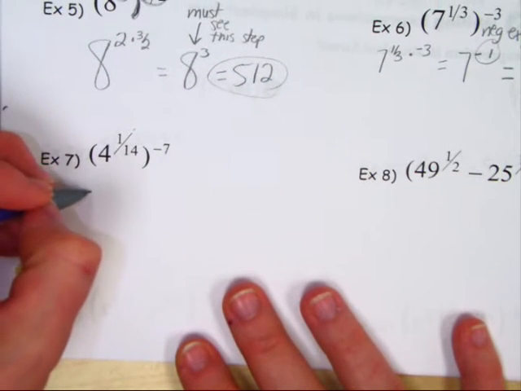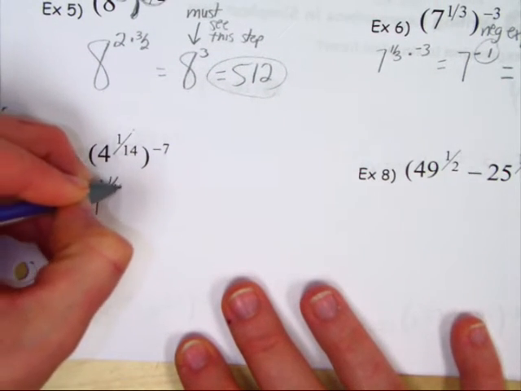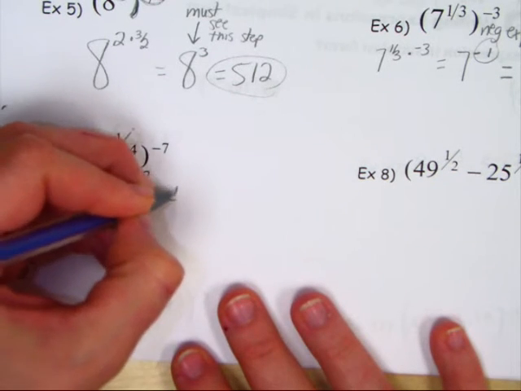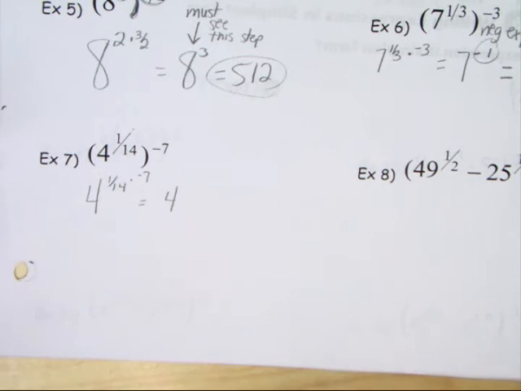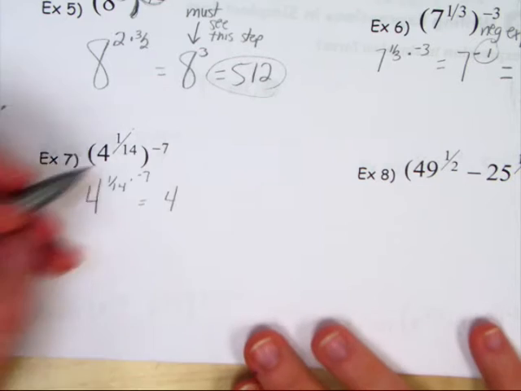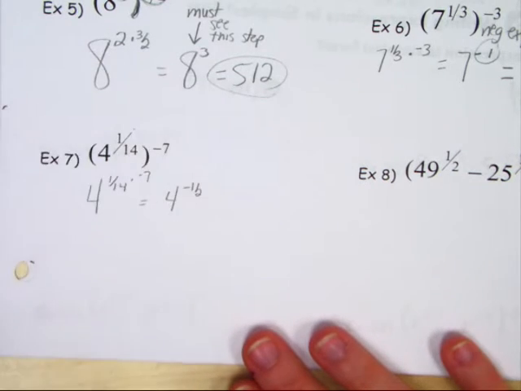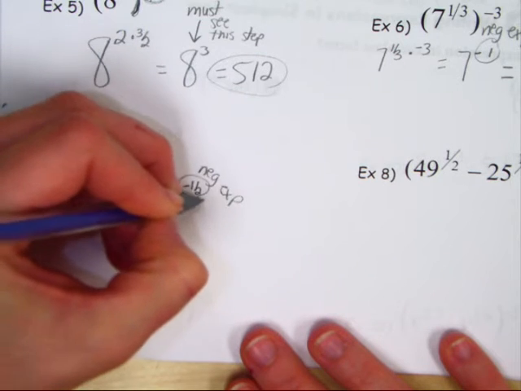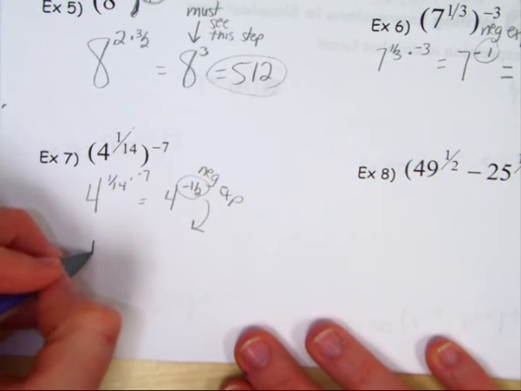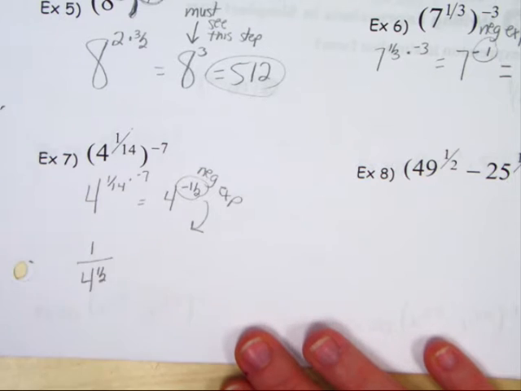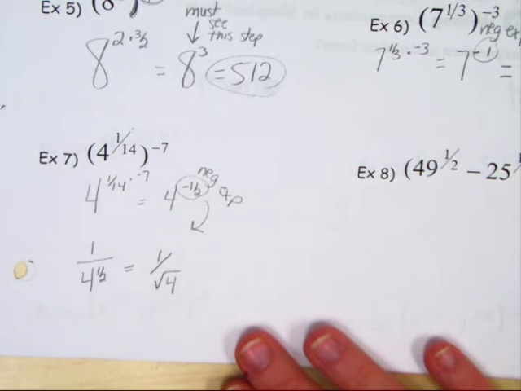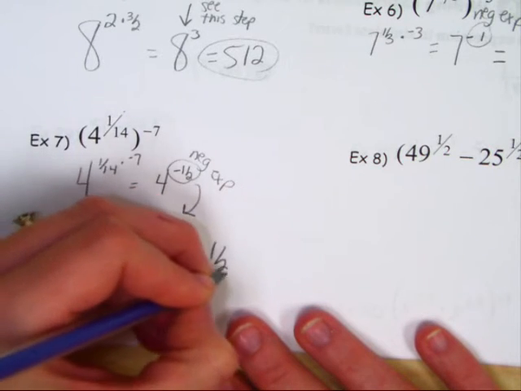Okay, this is 4 to the 1/14 times negative 7. What's 1/14 times negative 7? Well, that makes a negative 1/2. Okay, guys, negative exponent. Move it to the bottom. That's 1 over 4 to the 1/2. That's 1 over the square root of 4, which is 1 over 2.